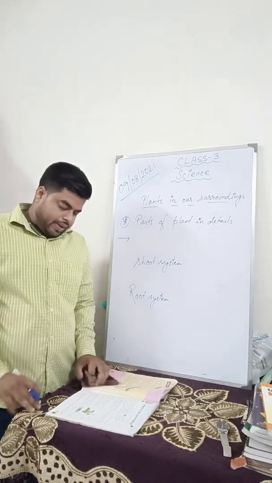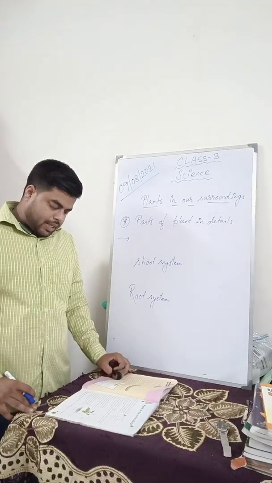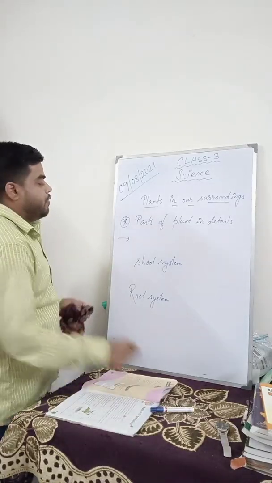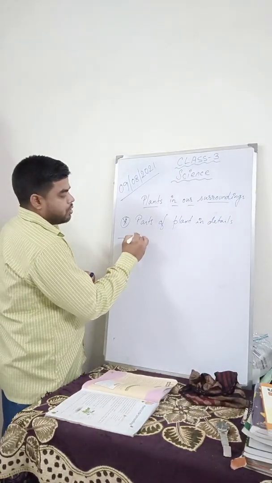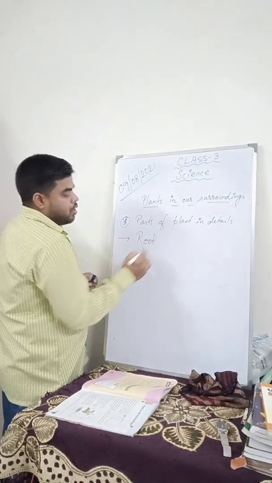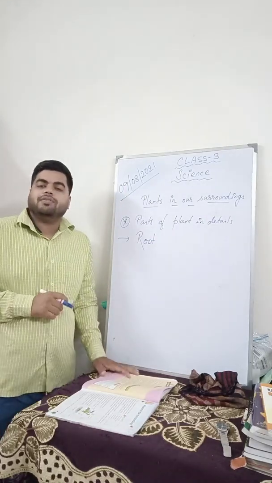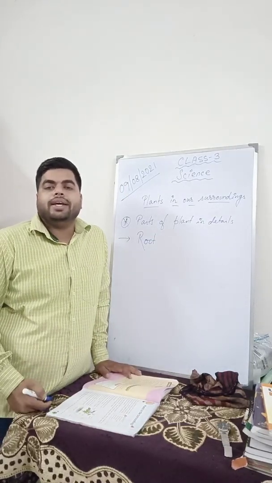Let's learn about the various parts of a plant, their structure and the functions. The first part of the plant that we are going to discuss is the root. Root is that part of the plant that grows under the soil, inside the soil.